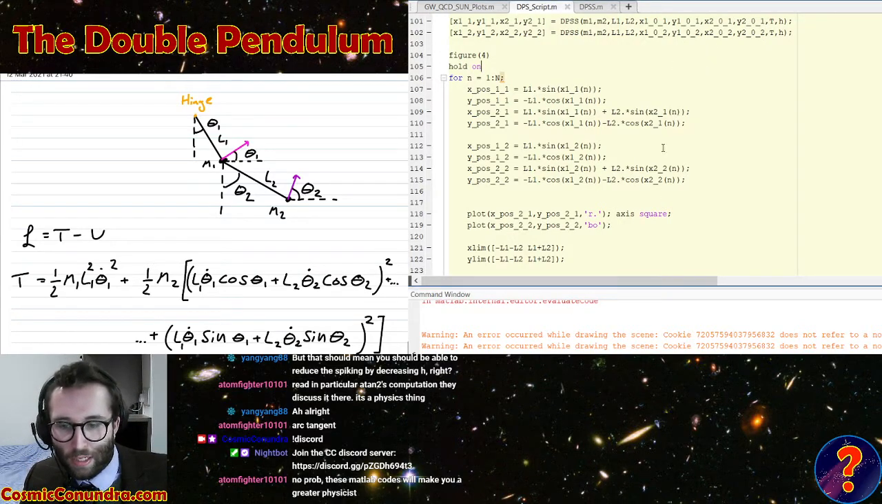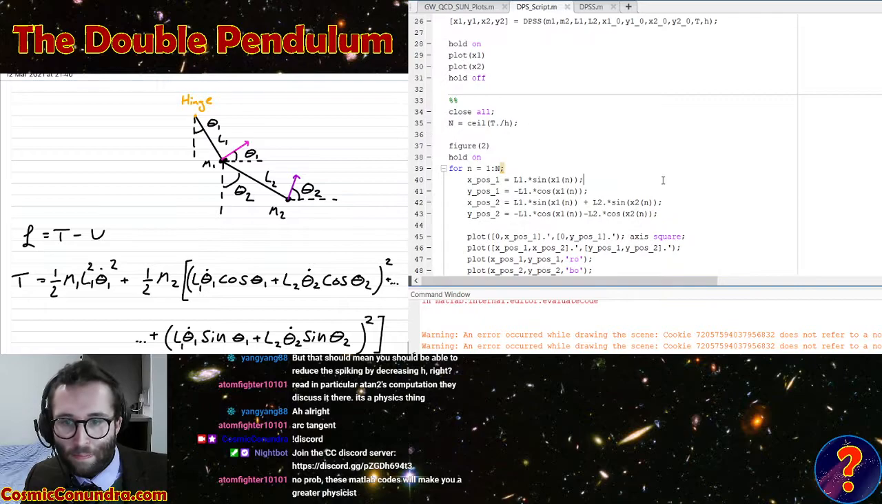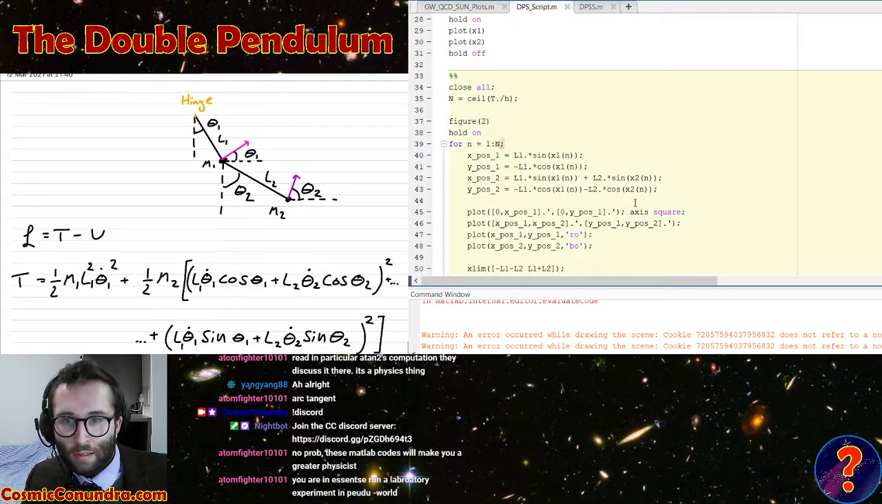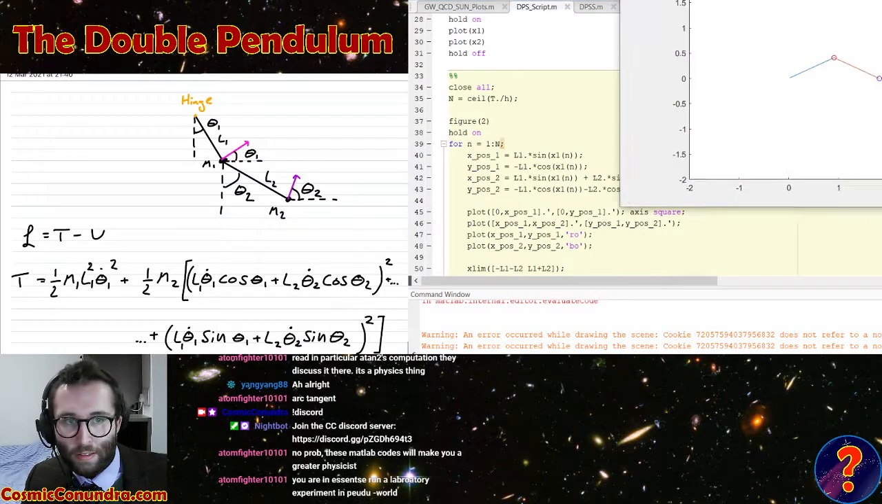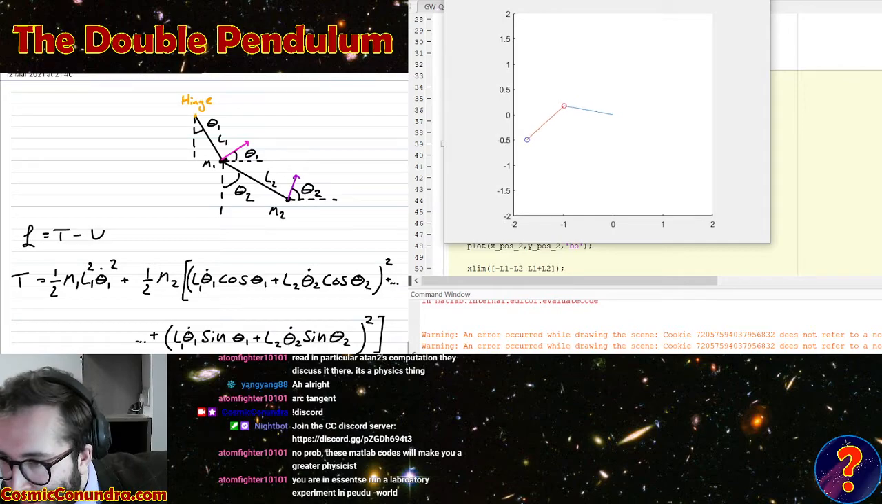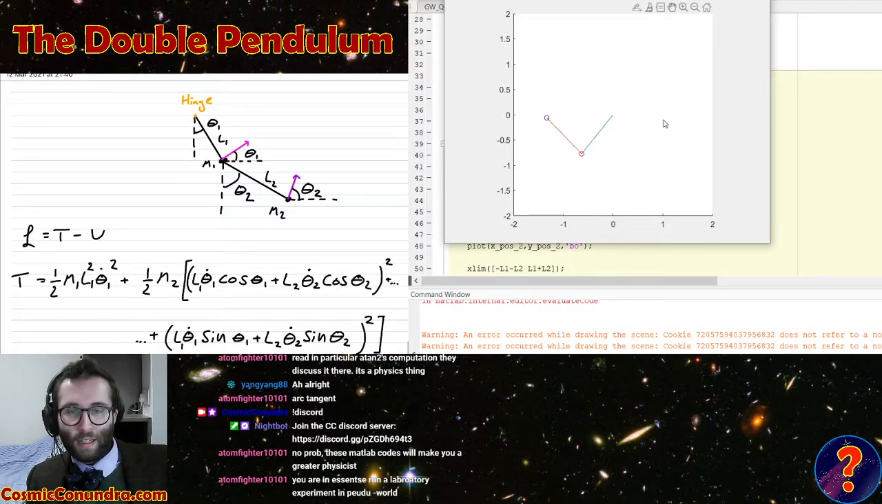These MATLAB codes will make you a greater physicist. Yeah, computing and coding is very important. It's something I should invest more time in, really. But this has been interesting anyway. So yeah, there we go. To end on that, there's the little thingy going around. You are in essence running a laboratory experiment in a pseudo world. That's very true. It is pretty cool.